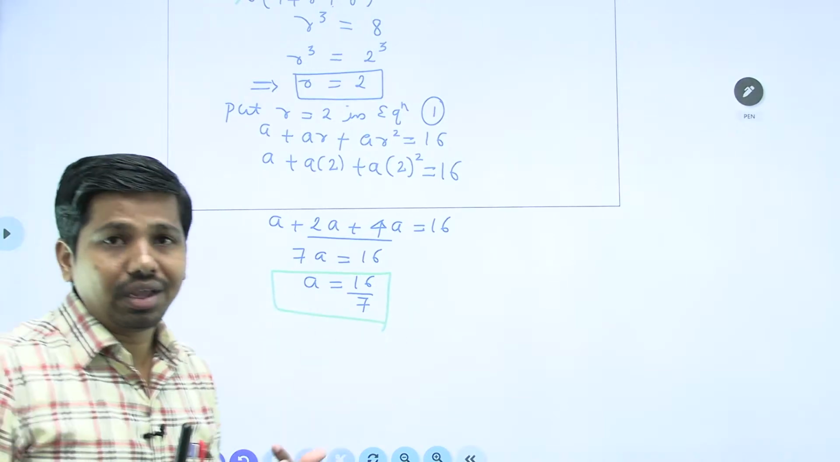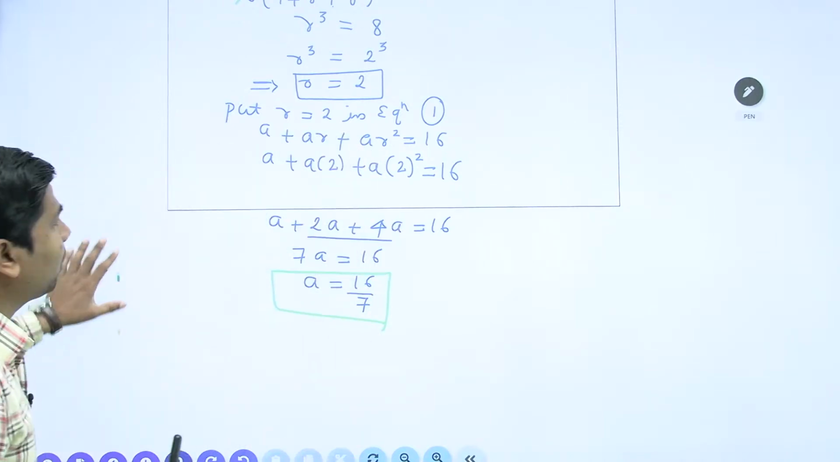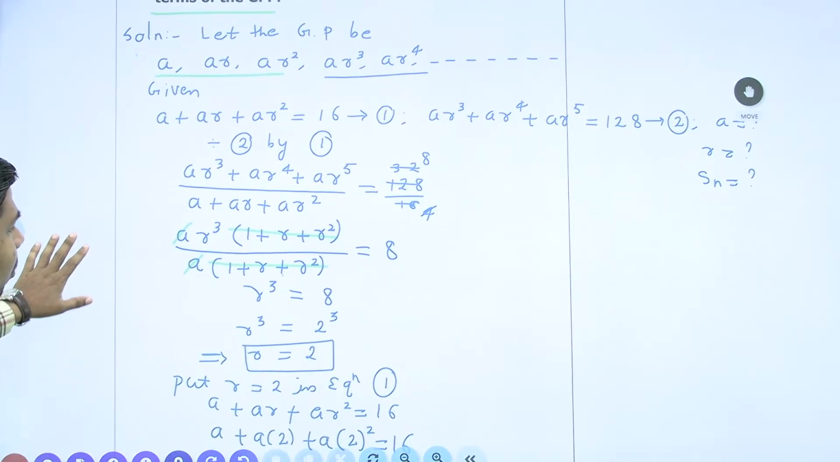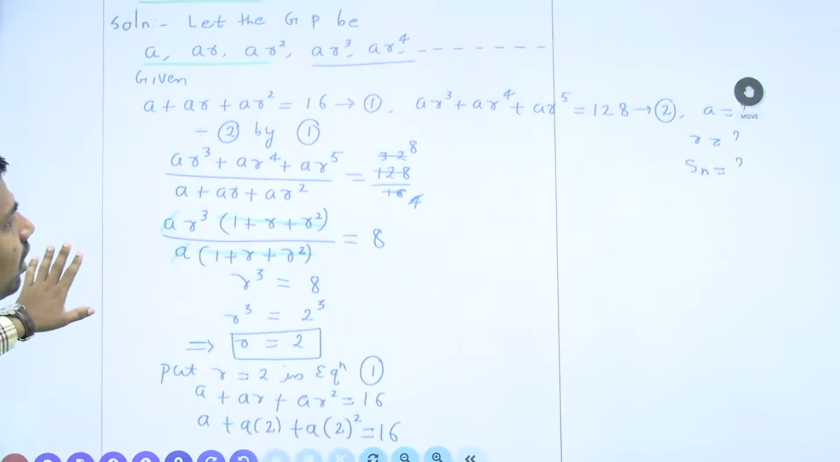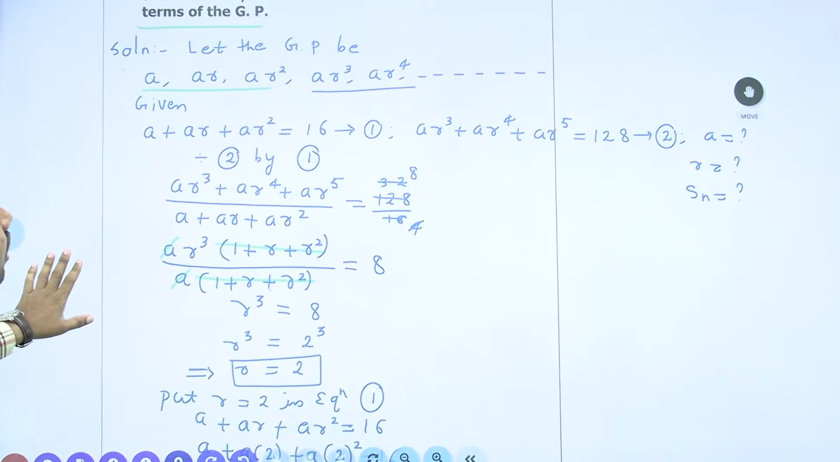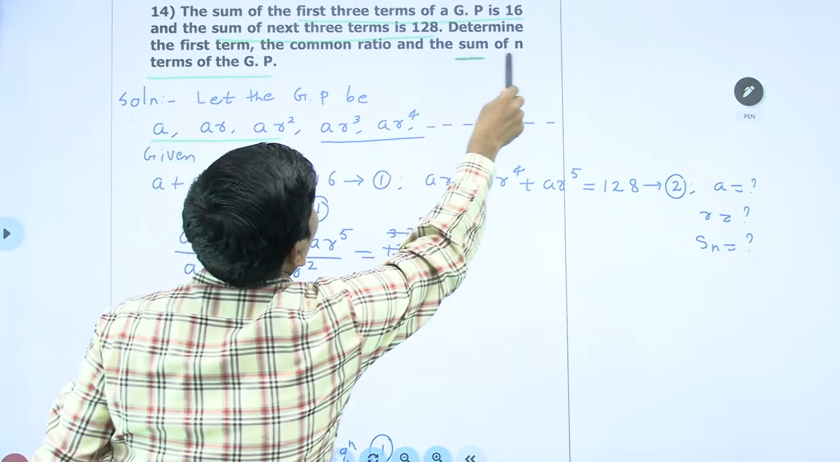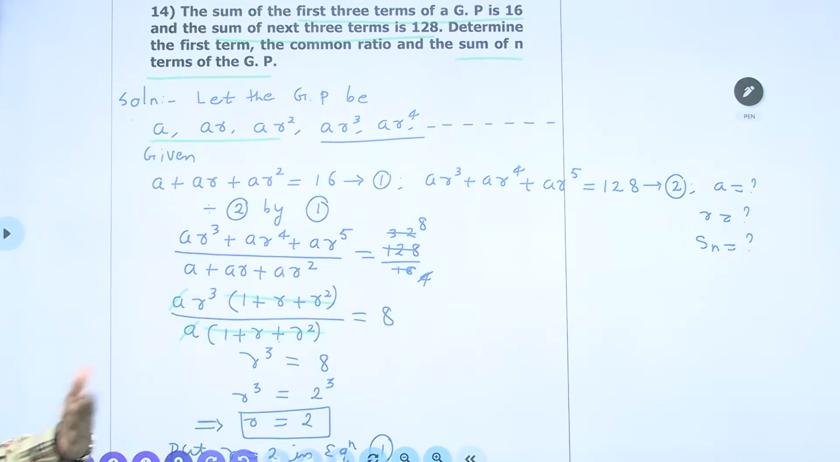Now we can easily find Sn. We got the a value: a is 16 by 7 and r is 2. Sn you have to find, because what is asked is the common ratio and the sum to n terms. Okay, let us find Sn.